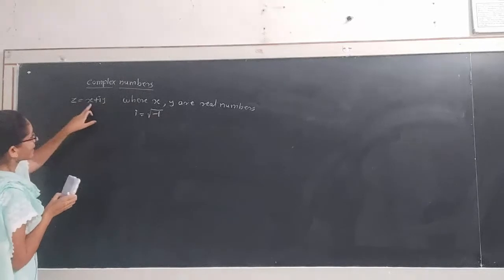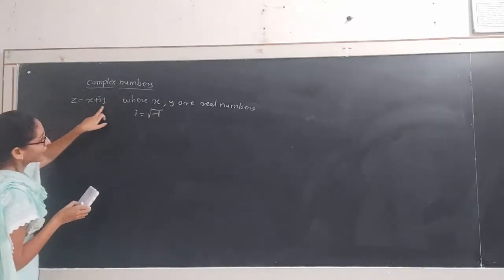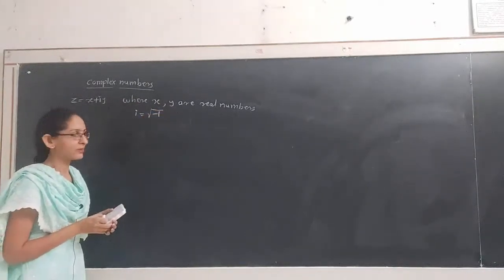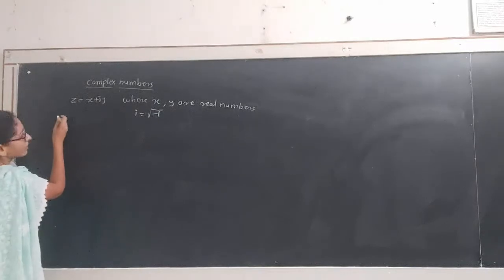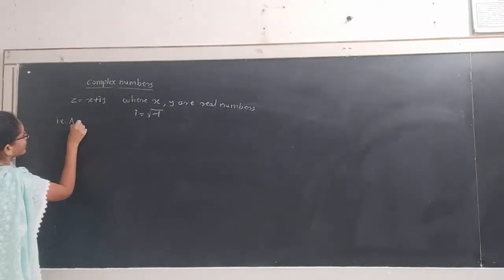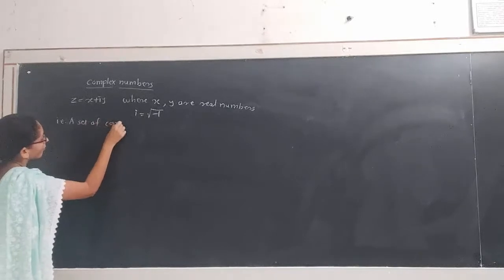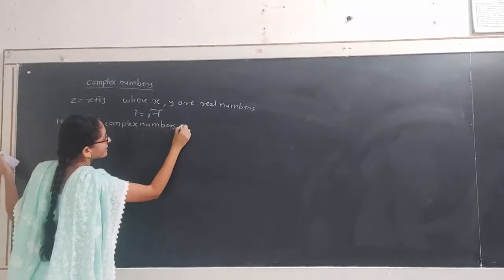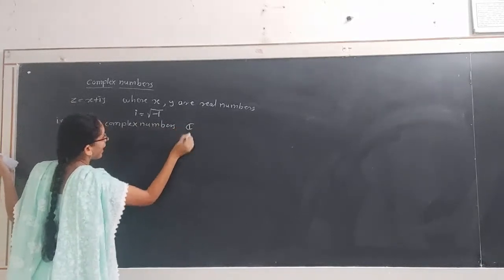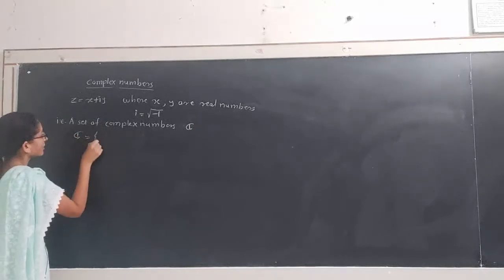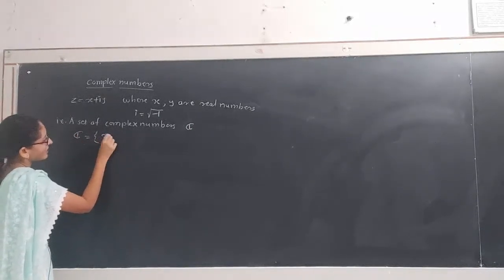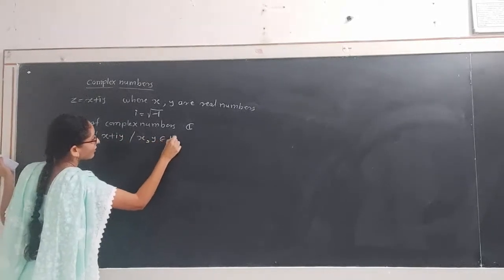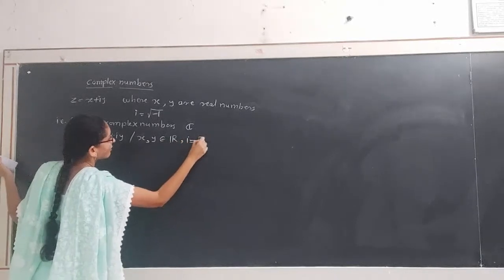The number of the type x plus iy is called a complex number, where x and y are real numbers and i value is square root of minus 1. That is, the set of complex numbers is represented by the symbol C, and C is equal to the collection of all elements of the type x plus iy, where x, y belong to the set of real numbers and i value is square root of minus 1.